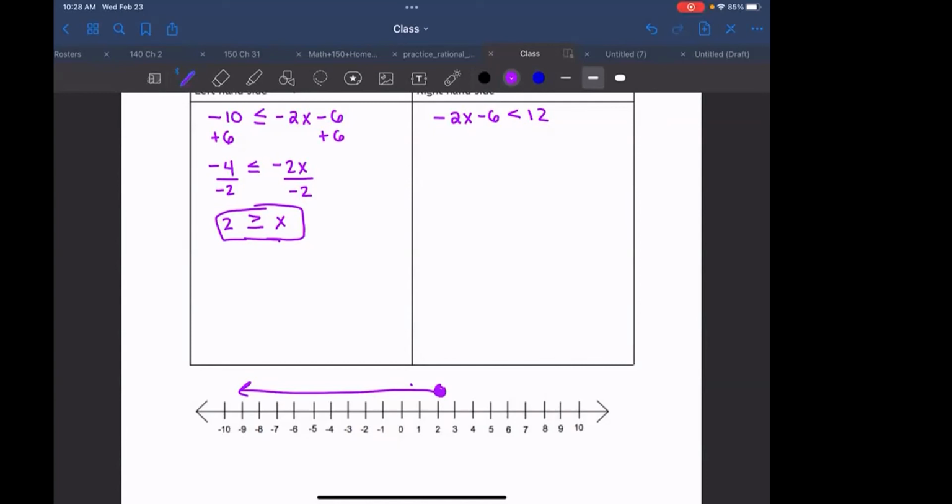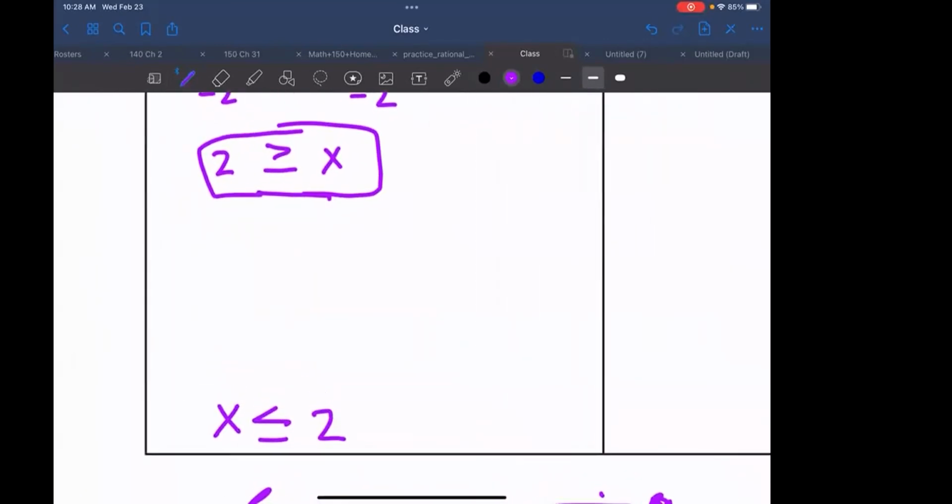So maybe we can rewrite this as x is less than or equal to 2, right? Just kind of flipping over the equation, okay? If that's not connecting, because I feel like it's a big hurdle to go from there over there, we can even rearrange the equation by doing this.